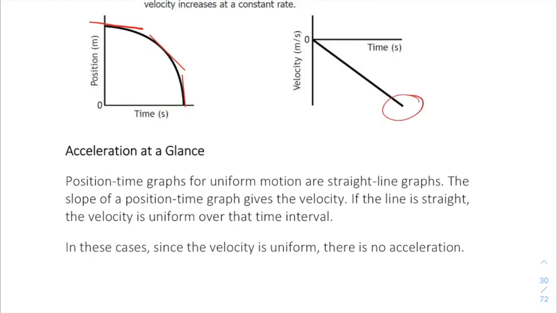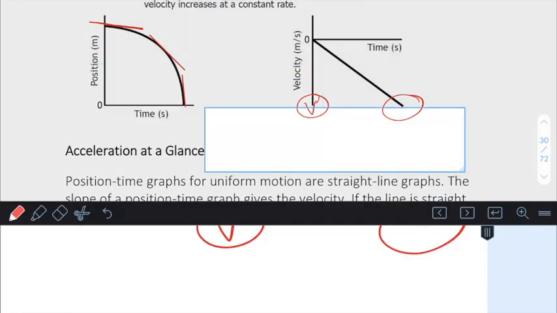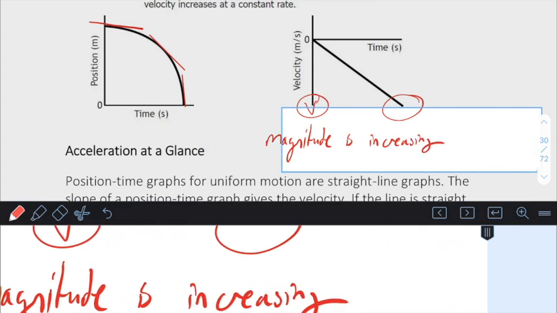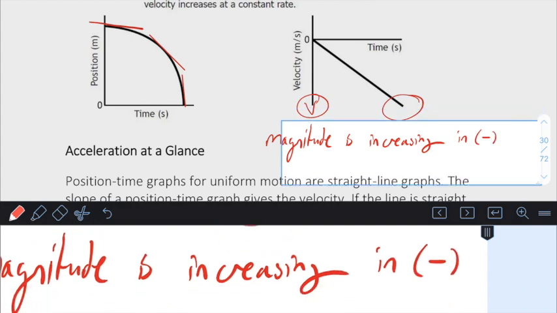So we do see the velocity is increasing, right? Because the numbers go up, the magnitude still increases. Magnitude is increasing in the negative direction.